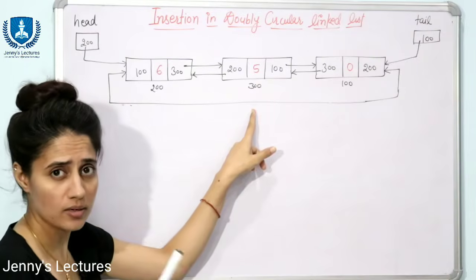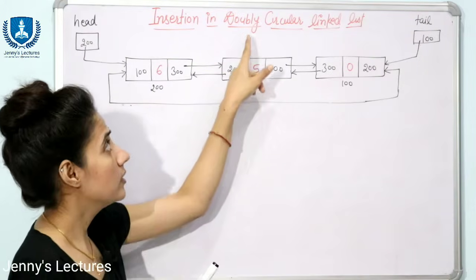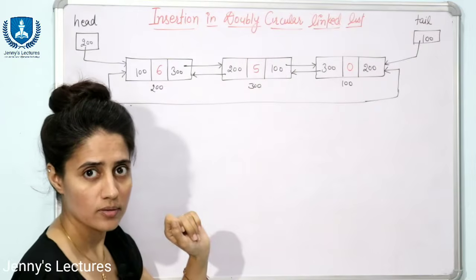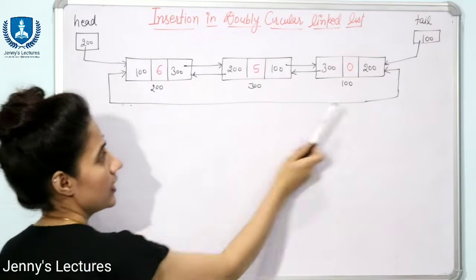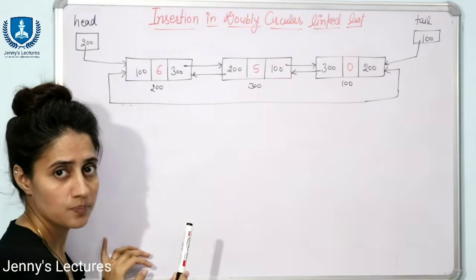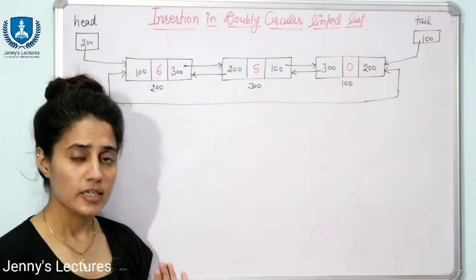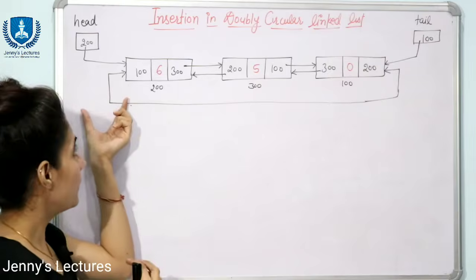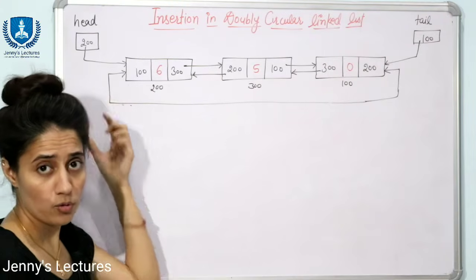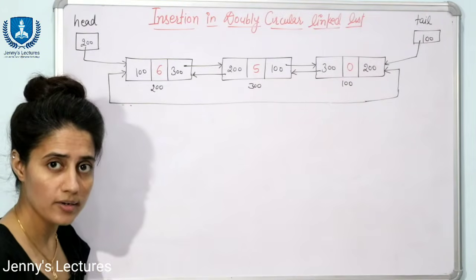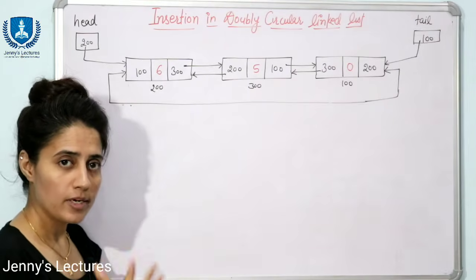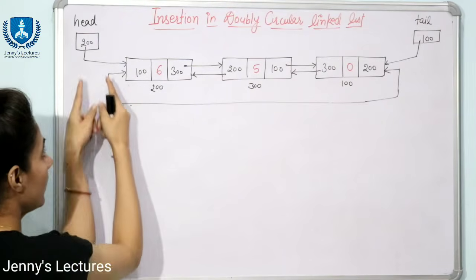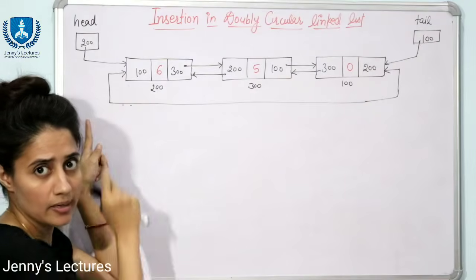This list has the properties of both doubly and circular. You can see this link is a bidirectional link. So first of all we will see how to insert a new node at the beginning of this list. I'll create a new node, allocate the memory dynamically using the malloc function, and insert that node at the beginning.